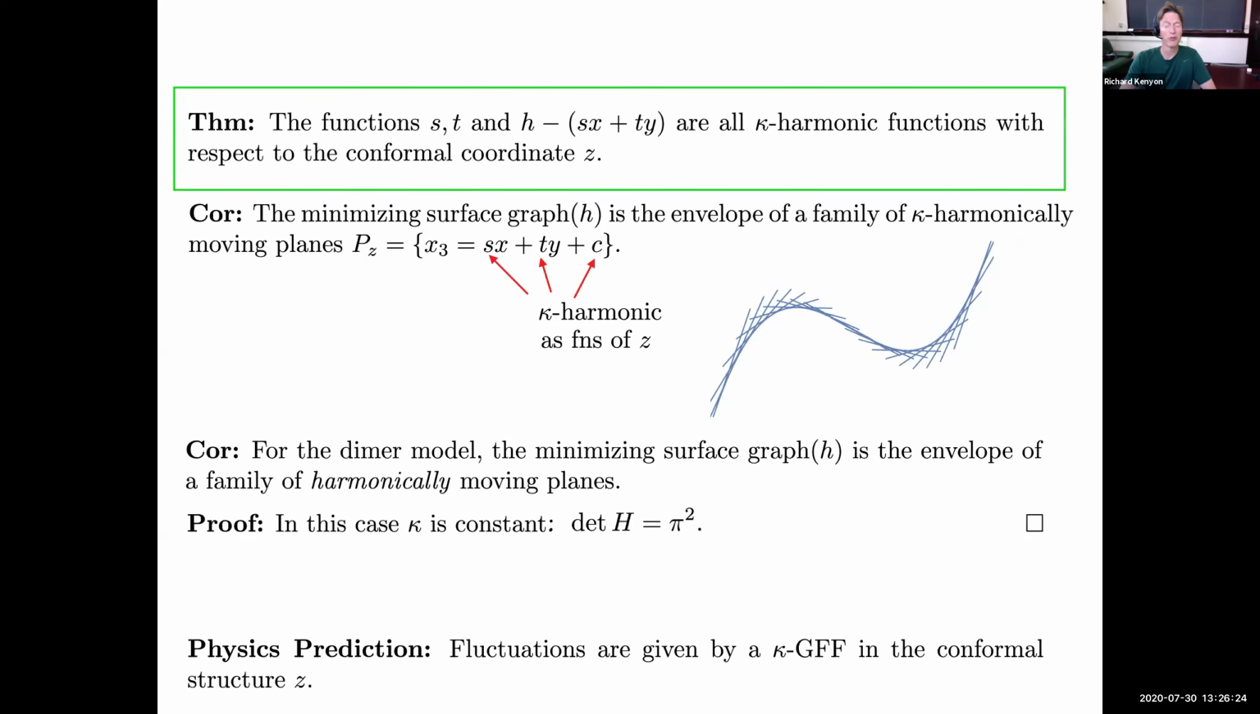All right, so here's the main theorem of today. I proved already that s and t are kappa harmonic functions. It's also true that this third function, you take the height function h, any solution to the minimization equation, and subtract s x plus t y. This is the intercept, if you like, of the tangent plane. These three quantities are all kappa harmonic functions with respect to the conformal coordinate z. Kappa harmonic functions of z.